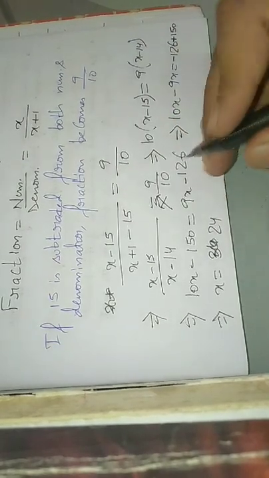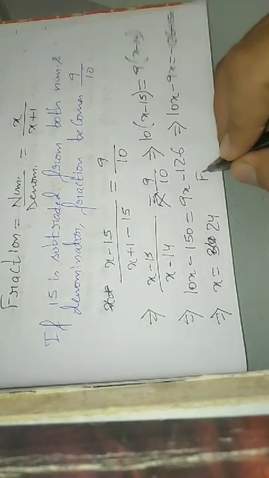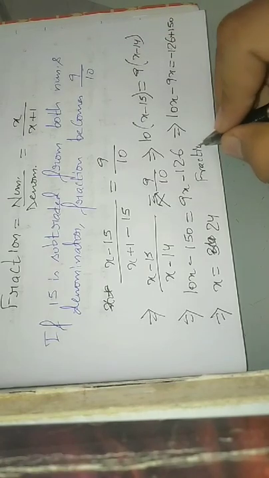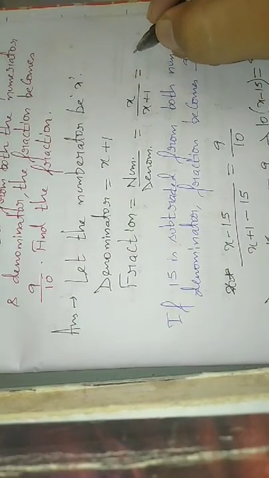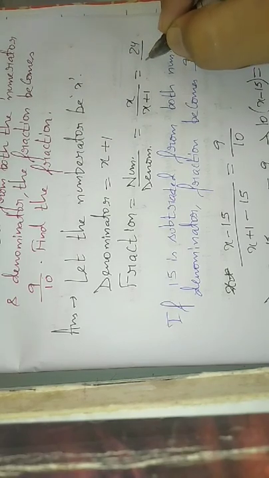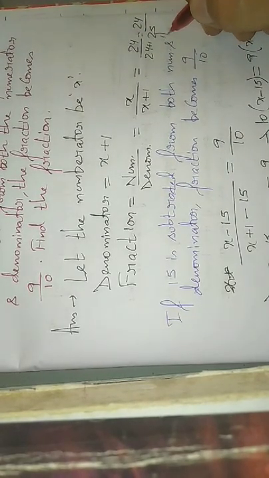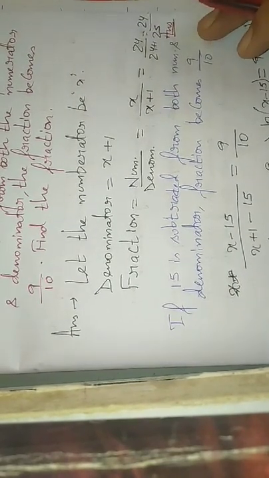So what is the fraction? What was the fraction? The fraction was x by x plus 1, right? So with x as 24, it is 24 by 24 plus 1, which is 24 by 25. That is the answer. 24 by 25 is the answer. Okay.